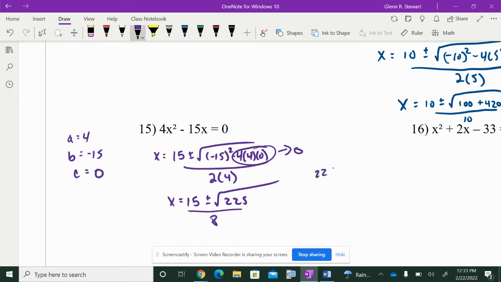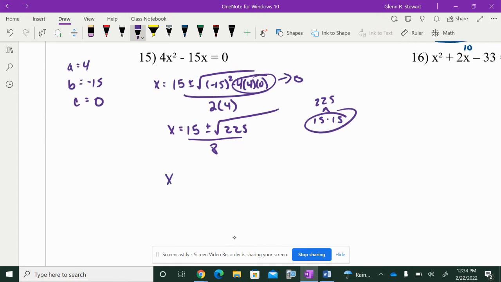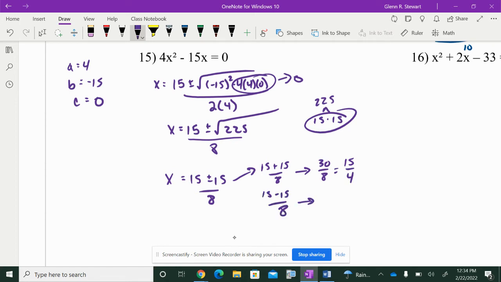225 is 15 times 15. So x is equal to 15 plus or minus 15 over 8. So 15 plus 15 over 8 is 30 over 8, which is 15 over 4. And then 15 minus 15 over 8, which is 0 over 8, which is 0.